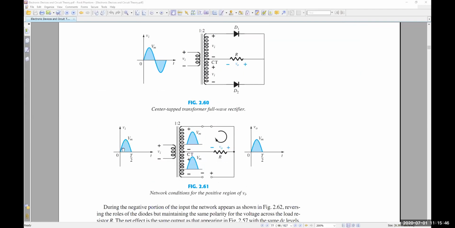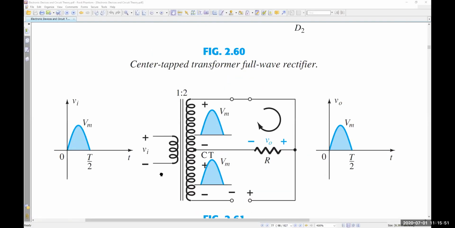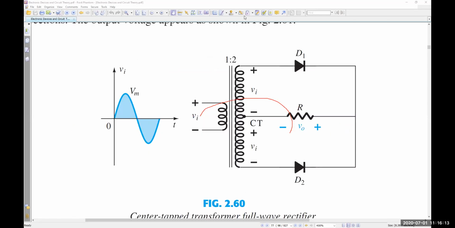See, for the positive half cycle, okay, let me make it bigger. For the positive half cycle, what will happen? The positive half cycle. So current will go in this way, right? Understood? Current will go in this way. Normally, what happened to the center tap transformer? See, this is what happened. For the positive half cycle, current will go in this way, right?